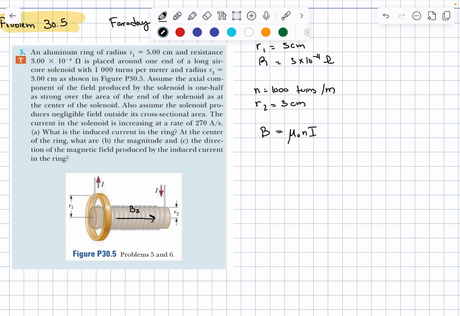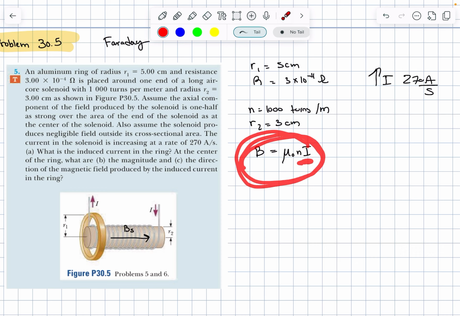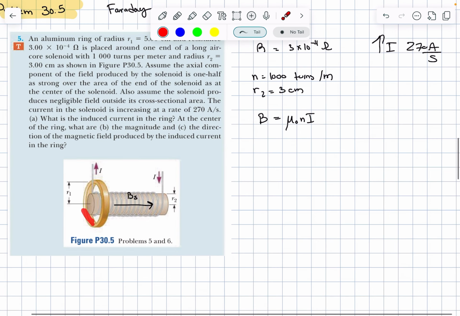We're told that we have a current that is increasing at a rate of 270 amps per second. So the current increases by 270 amps every single second. The idea here is that I is part of this magnetic field equation, right? And we're trying to figure out how the flux is changing, because when we have a change in flux, according to Faraday's law, we're going to have an induced current, and that's what we want to figure out in A. There's a couple more things we need to talk about first, though.